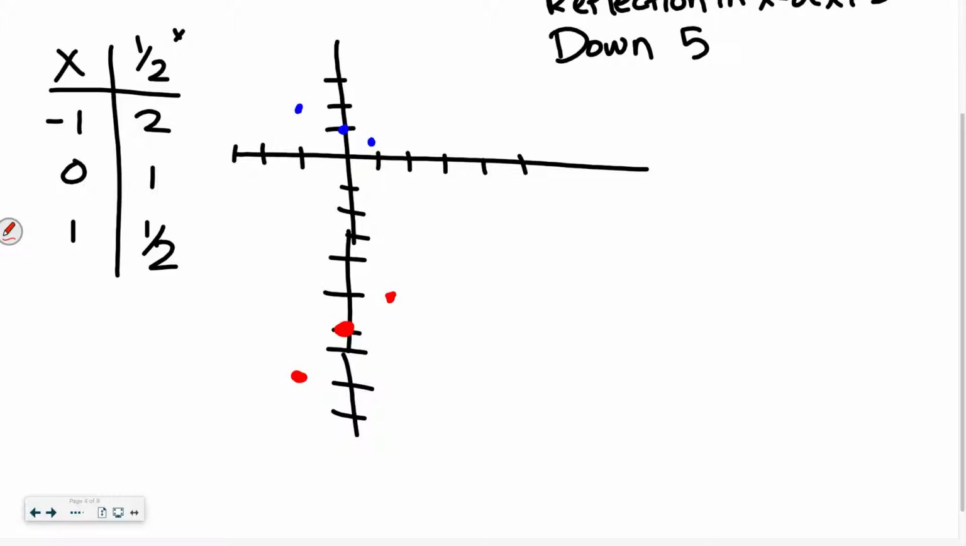Okay. What else will shift? The asymptote. The asymptote would have been at the x-axis, so now we have to move it down 5: 1, 2, 3, 4, 5. There's my asymptote, which means my graph must look something like this.